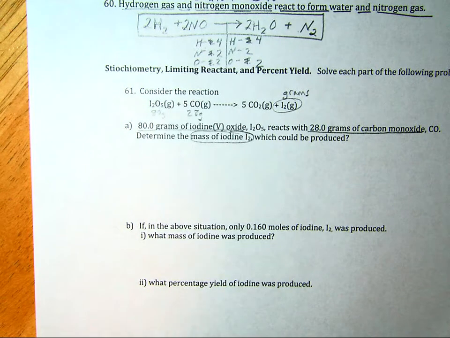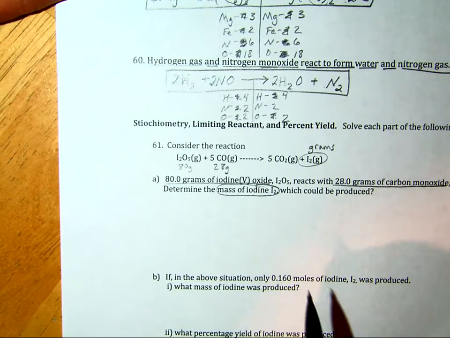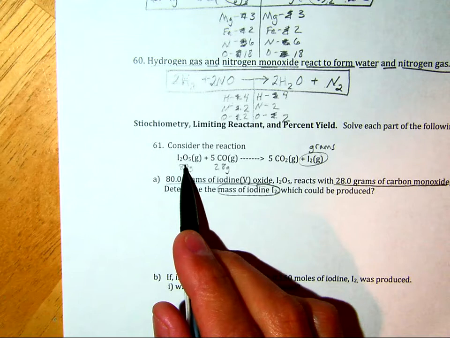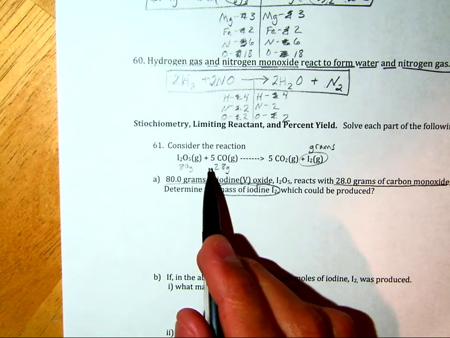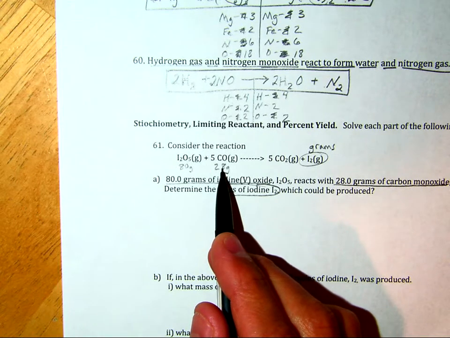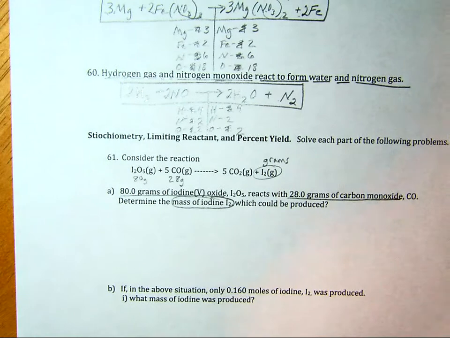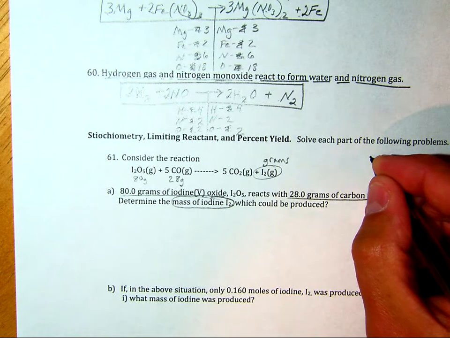Okay, so these two reactants are going to react and they're going to form the products CO2 and iodine. We want to know how many grams of iodine it will form. The problem here is we don't know which one of our reactants is going to run out first. Is it going to be the iodine 5 oxide or my carbon monoxide? So we don't know. So what I'd like you guys to do first is to write down theory.